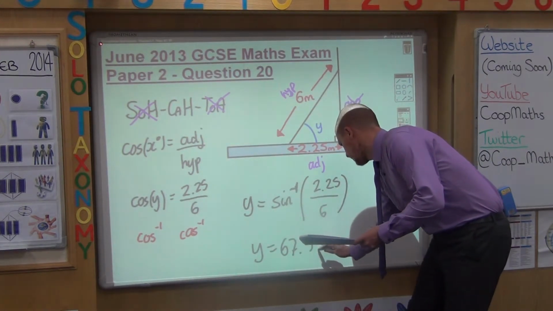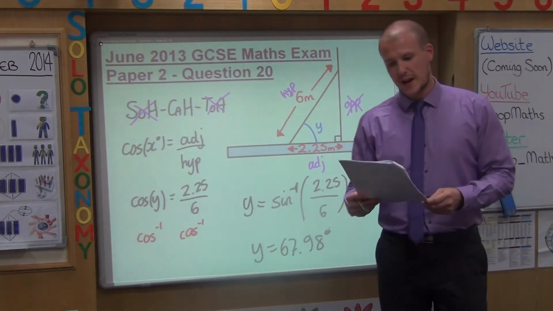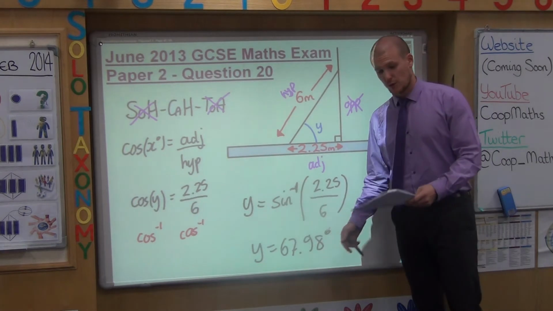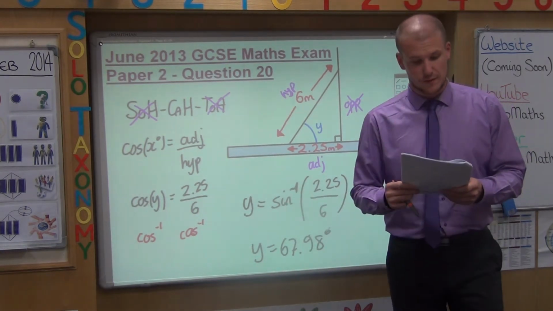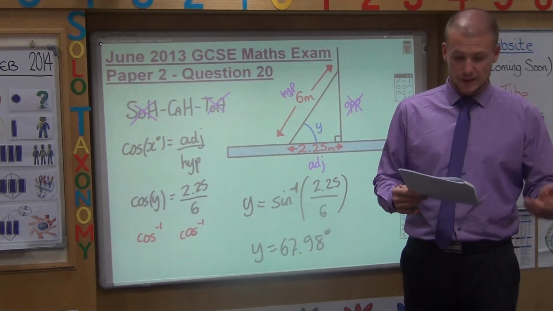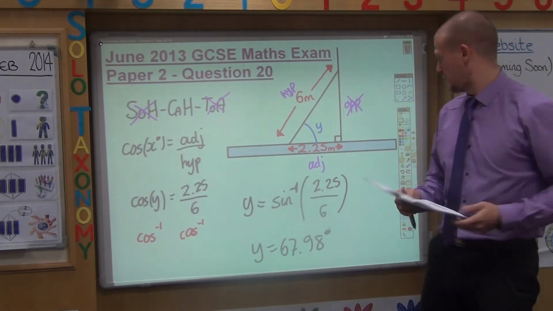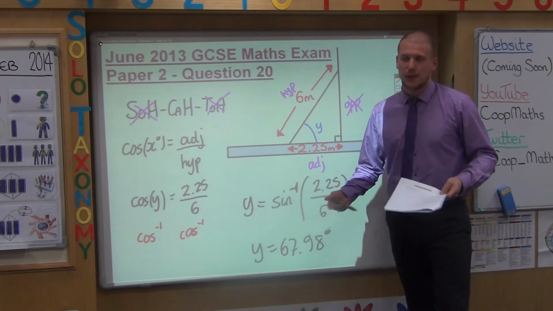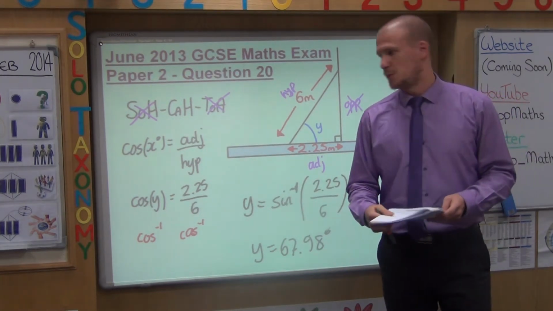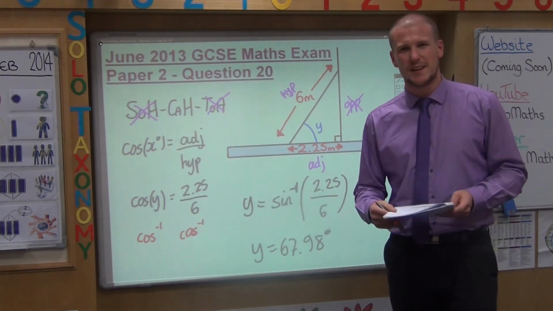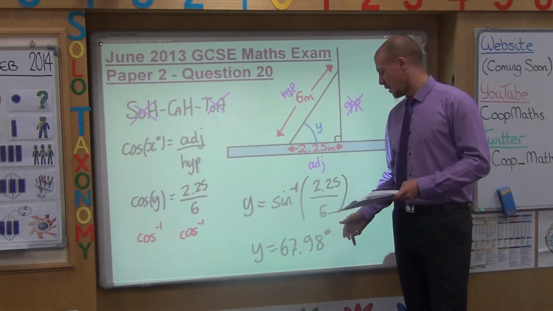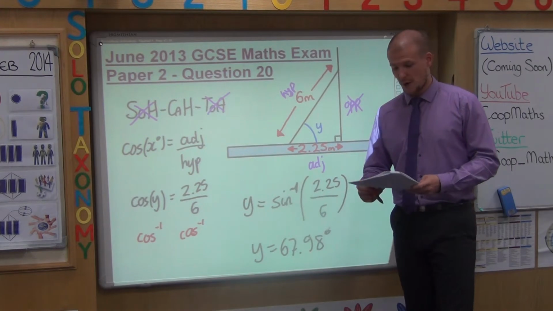67.98 degrees. Now, the question asks, is the ladder safe to use? So you're asking yourself, is that value around 75 degrees? The answer in this case is no, it's not close enough for my liking. To me, being about 75 degrees would be being between 70 and 80, or if I'm more accurate, between 73 and 77. That's just a step too far.